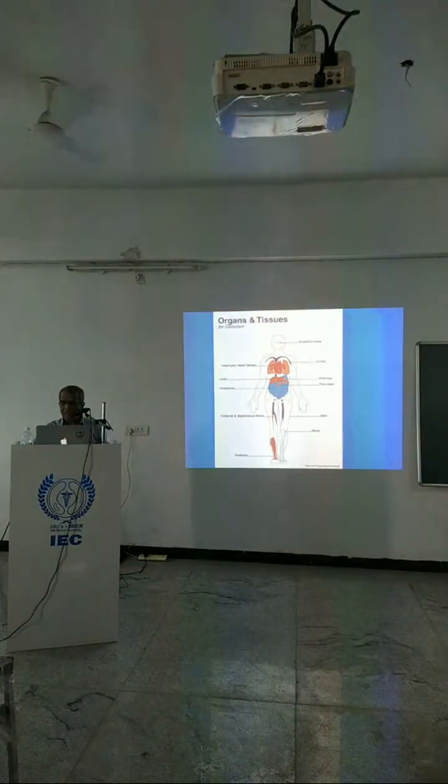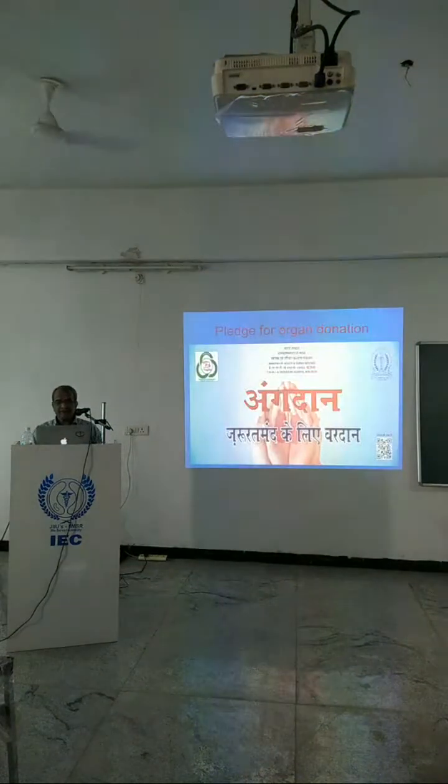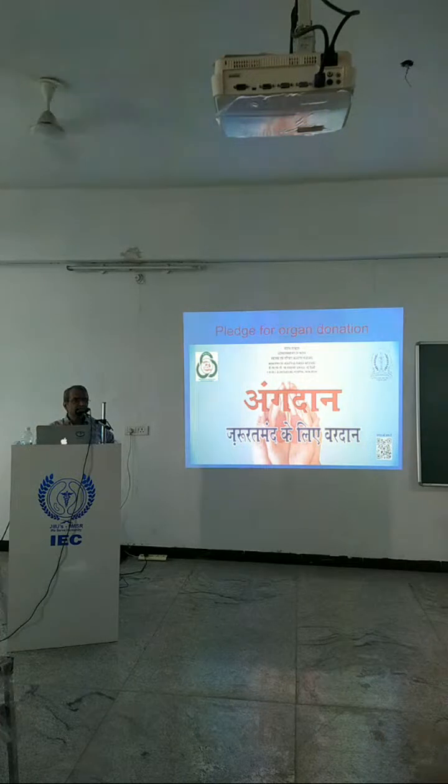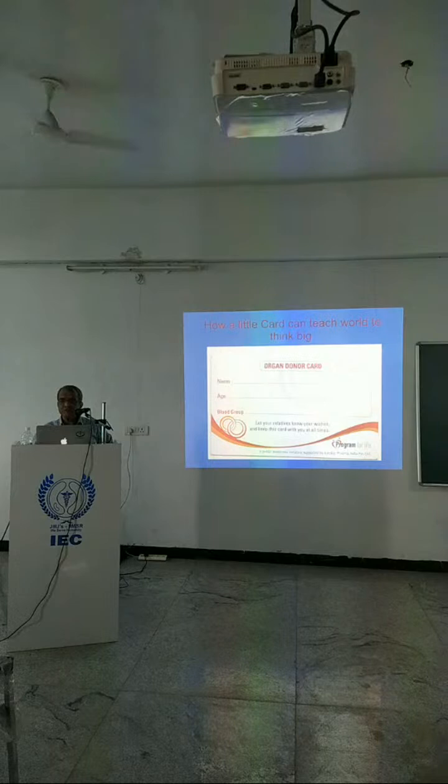So these are various organs and tissues which can be donated. The government is propagating the message, Angdan Jeevan Ka Vardan. Now they want to introduce a chapter in the school syllabus. It may start from 4th or 5th or 6th. At least you should know that there is something: a body can be donated for dissection, organs can be donated, eyes can be donated. So start from childhood.